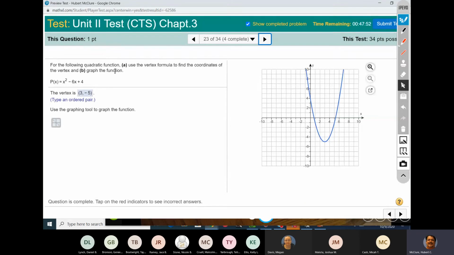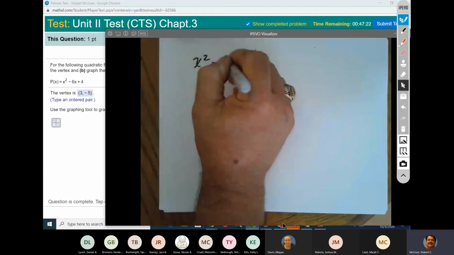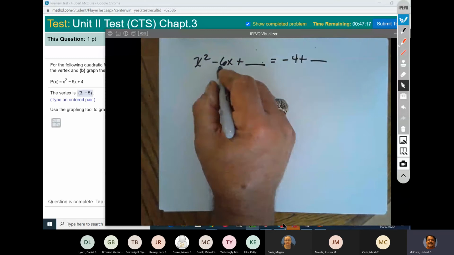For the following quadratic function, use the vertex formula to find the coordinates of the vertex. Oh, they want to find the vertex. So let's find the vertex. I didn't understand what the question was saying. So x squared minus 6x plus blank, -4 plus blank. Half of 6 is 3. 3 squared is 9.